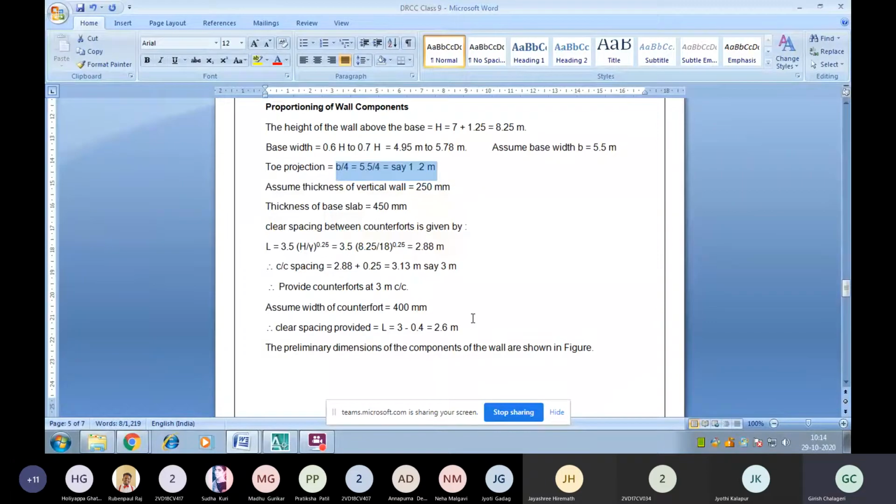meters. We are taking a round up. Actually, we need to provide 3.1 meters. Let us provide center to center counterfort at a distance of 3 meters. And we are assuming the width of the counterfort. Yes, we need to design the counterfort also.